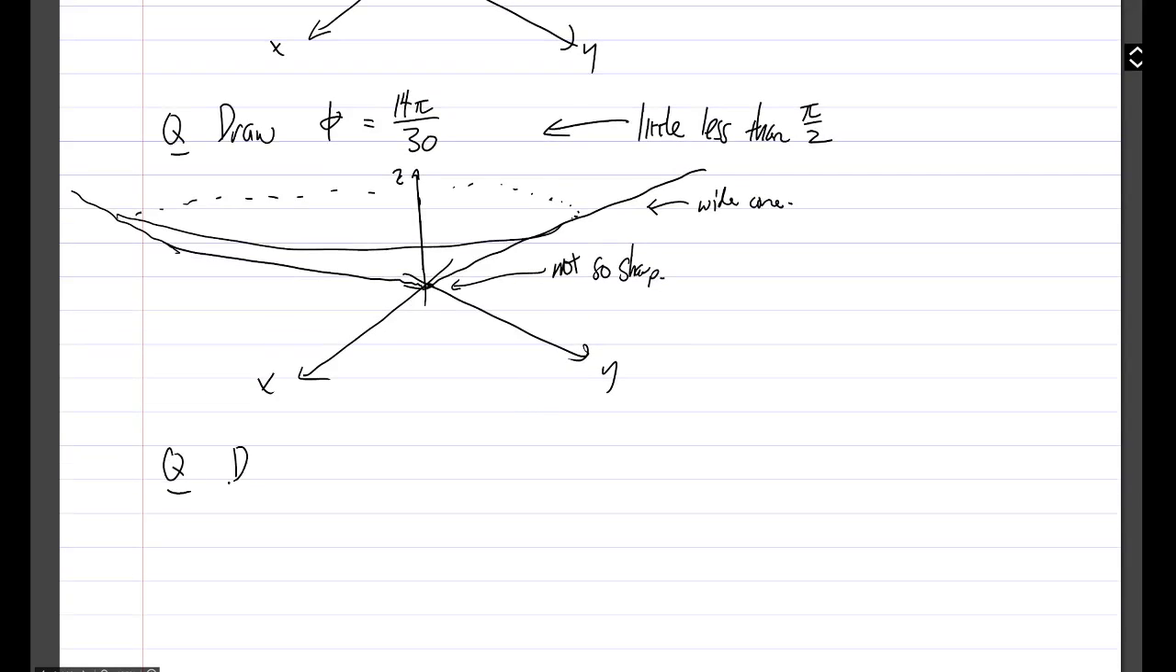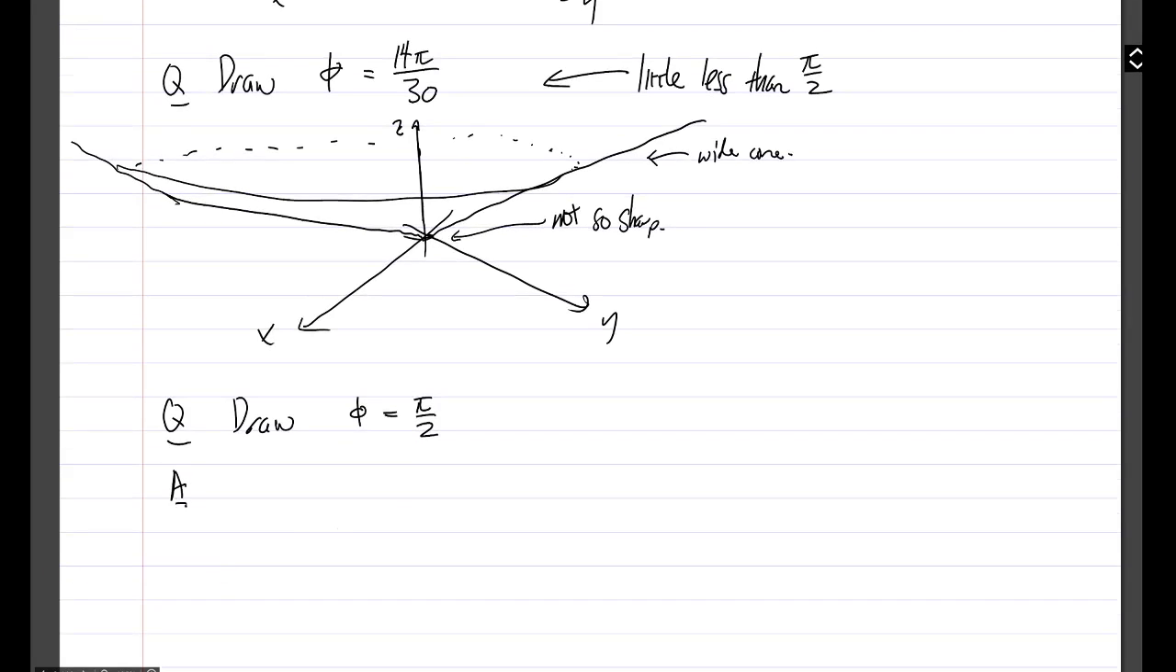Okay, let's draw phi equal to pi over 2. It's important to do what we can to understand what these pictures look like so we have a very good understanding of spherical coordinates. So what's this going to look like? When you pick a point, you draw the line segment connecting that point to the origin, and then you also look at the positive z-axis. The angle created needs to be pi over 2, or in other words, 90 degrees.